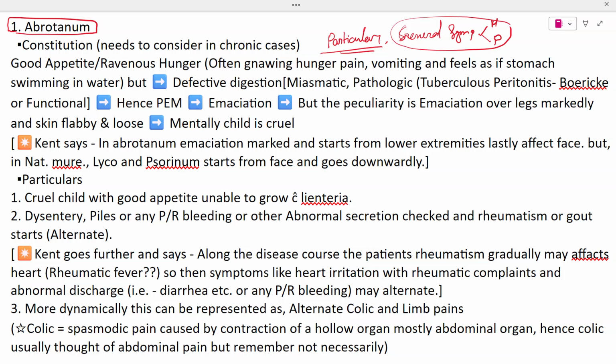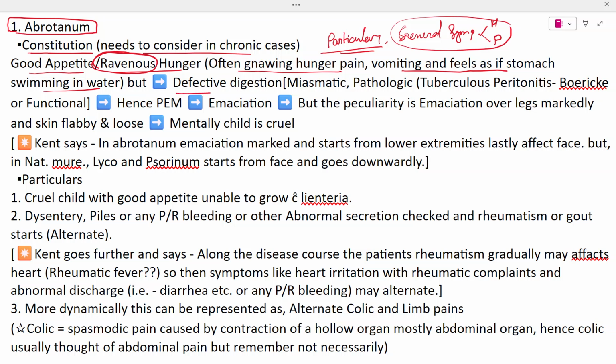Now, as I have said, the constitution first. So what an Abrotanum person will appear like to you, which needs to be considered in chronic diseases or chronic cases. The person's appetite is good, with ravenous hunger, often gnawing hunger pain, vomiting, and feels as if the stomach is swimming in water. The patient may feel like his stomach is swimming in water, or he may feel gnawing hunger pain with some vomiting. These might be the symptoms of the patient, but remember, the hunger is ravenous. That means the patient has a good, huge appetite.